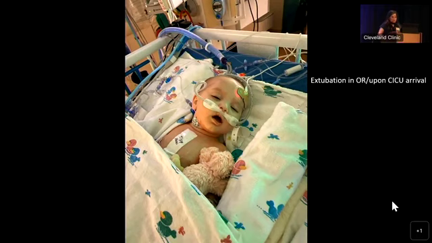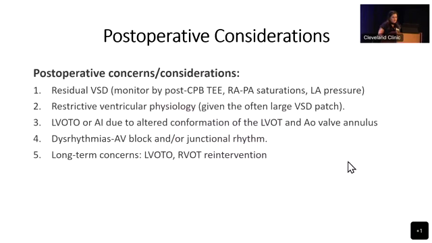We like to extubate the patients in the operating room if there's significant concerns, or at least upon ICU arrival or within the first 24 hours. I think much like our previous speakers. Post-op considerations, and this is where our intensivists are going to be really helpful. First, immediately in the operating room, we want to make sure that we don't leave any residual lesions. If there are any, they need to be addressed right away.